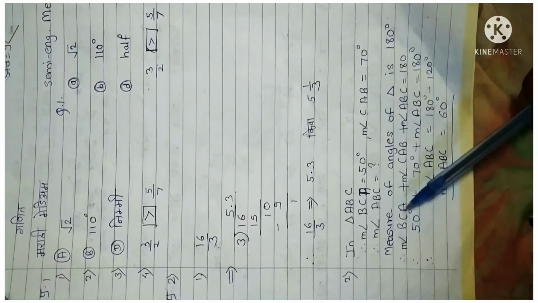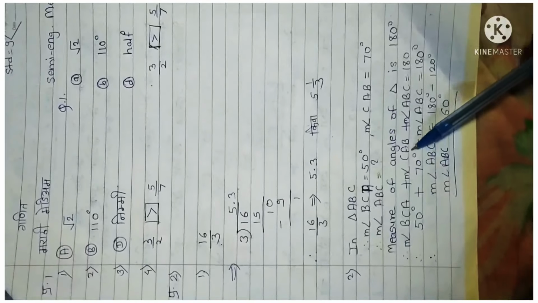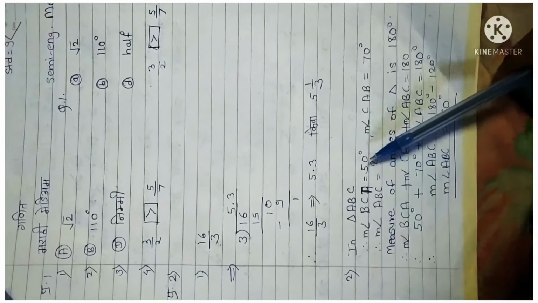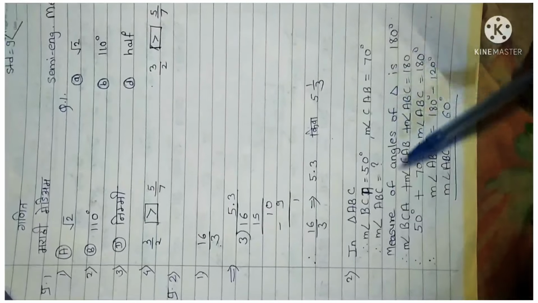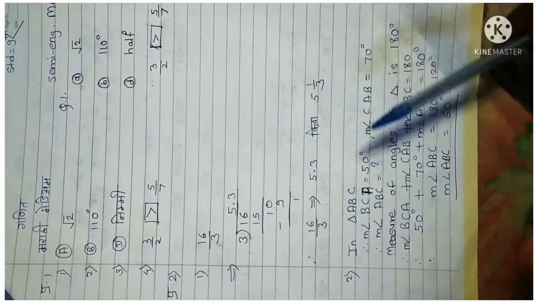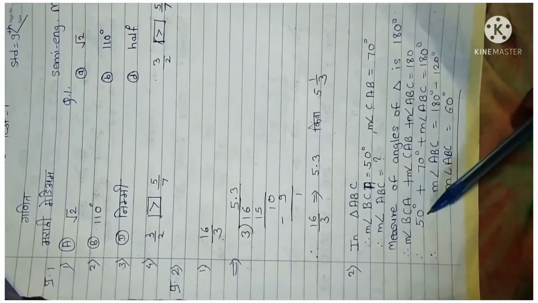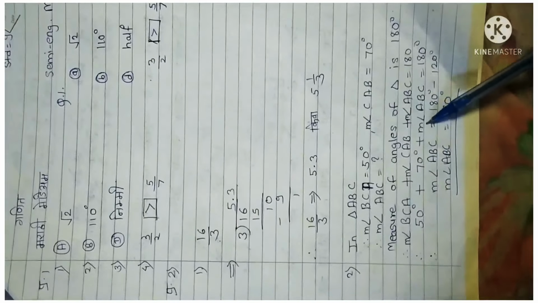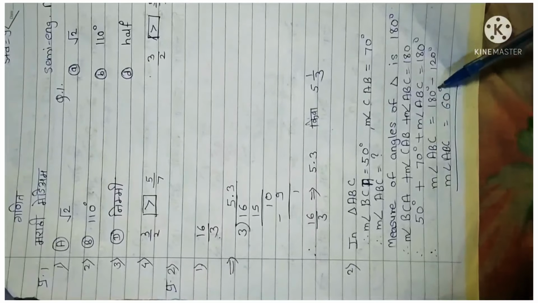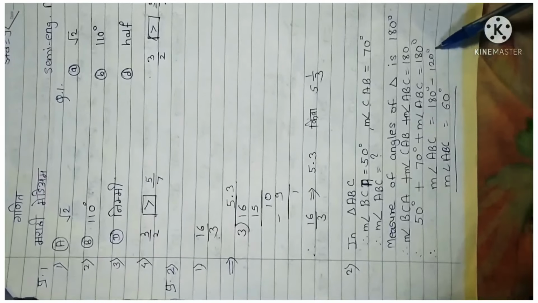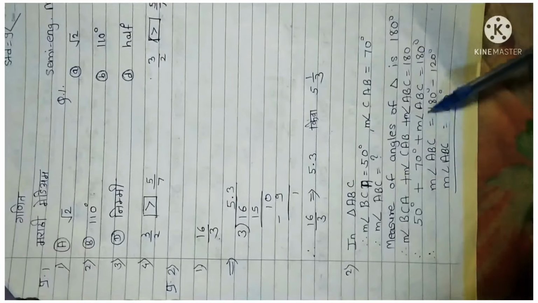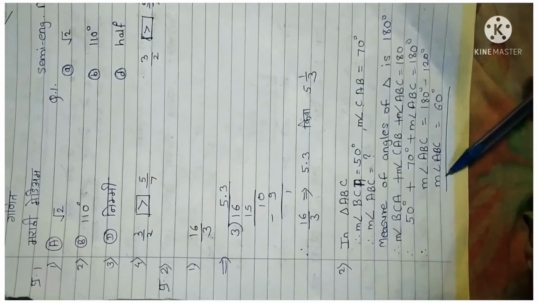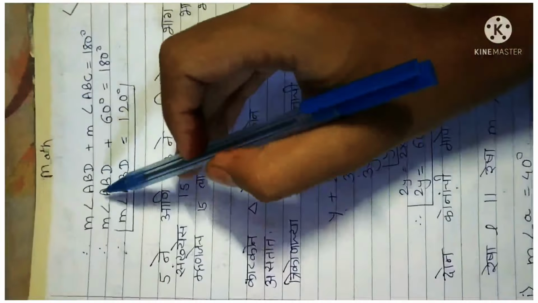So by applying this theorem we can write that the measure of all three angles is equal to 180 degree. Then we have the measure of angle BCA and measure of angle CAB, so we put the values of these angles. Then measure of angle ABC is equal to 180 degree minus 120 degree. This 120 degree comes from 50 degree plus 70 degree. Then after subtraction we can see that measure of angle ABC is equal to 60 degree.